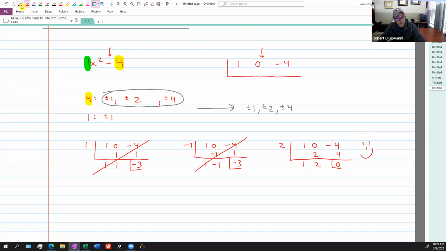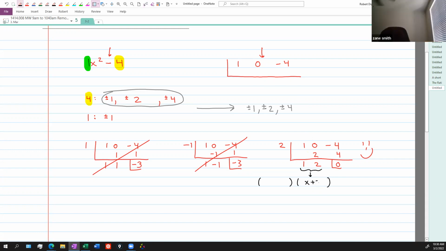So now we interpret this. These 2 come down and tell me I have... Zane. Yes. Okay, so Zane, what do I have? Tell me what this right here, the 1 and the 2, tells me I have here. X plus 2. Okay, and then what does this tell me I have? X minus 2. It'll always be the opposite. And that's what we said it was going to be to start.